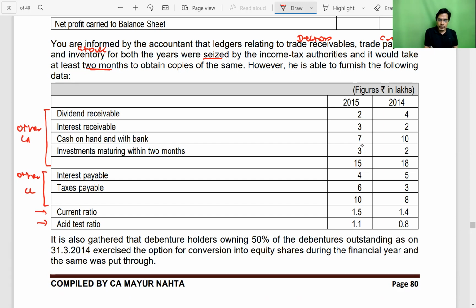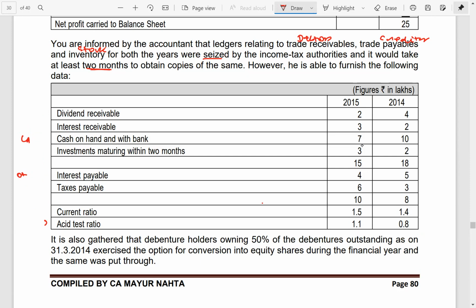Basically, I will tell you what we have to do, chartered accountants. We have to use these ratios to find out the figure of opening debtor, opening creditor, closing creditor, opening stock, closing stock. And then we have to use those figures in the debtor account and creditor account to find out the cash collected from debtors and payment to creditors.